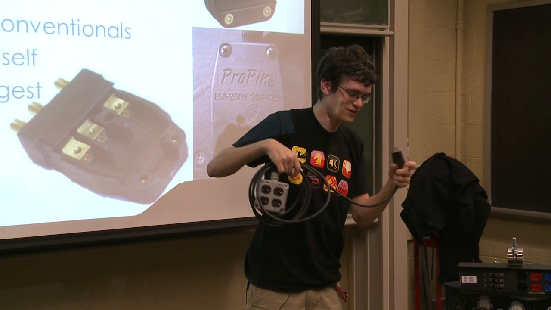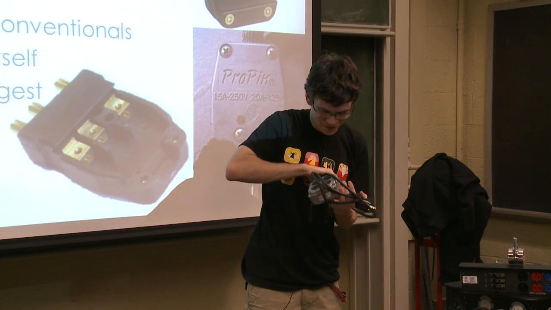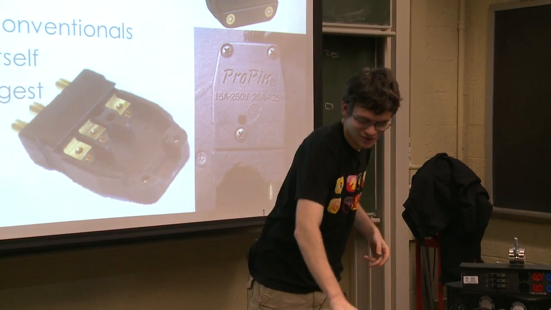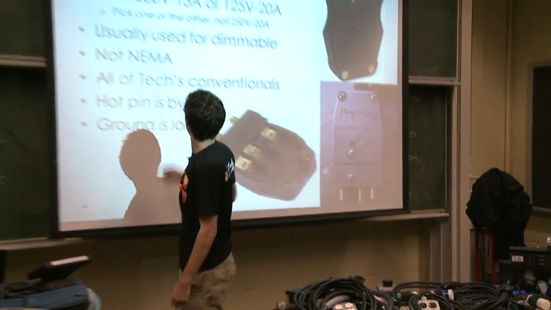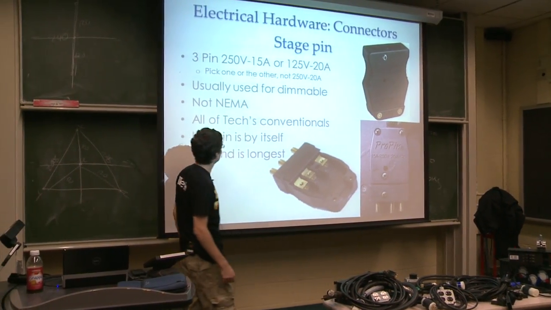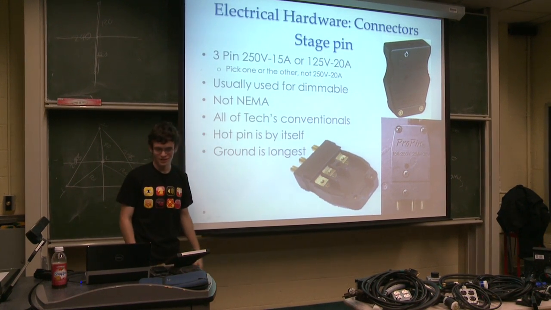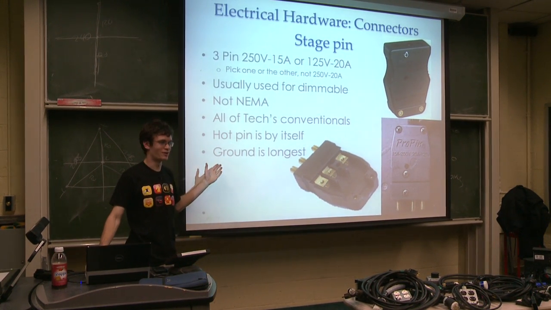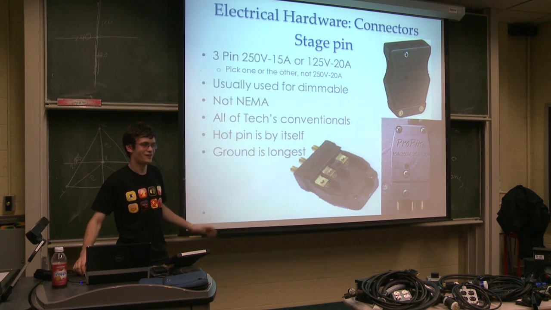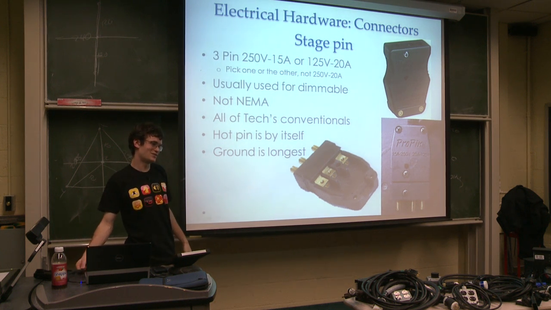Oh, look, it's a 515 plug in 515 receptacles. I brought a quad box. We usually use this for dimmable. Hot pin's all by itself, the ground is longest. Hopefully you've seen this connector before. Red cover means it is for 250 volts. What? Red cover might mean it's for 250 volts.